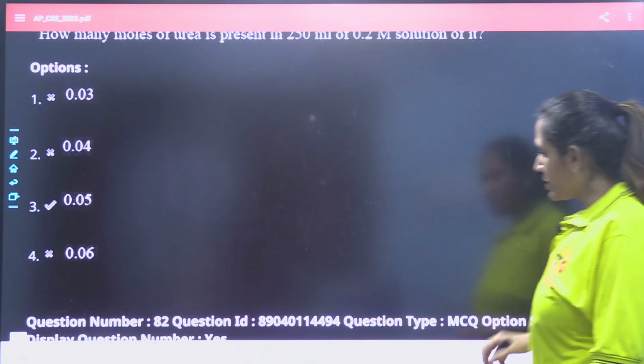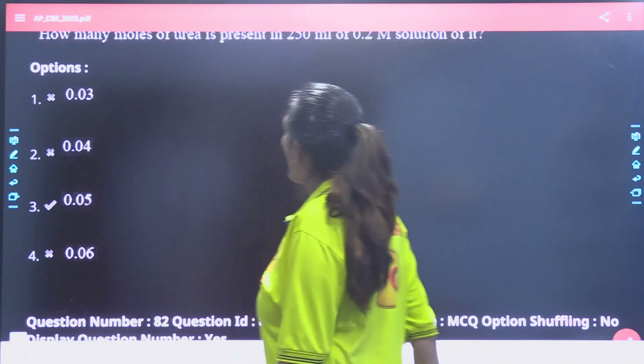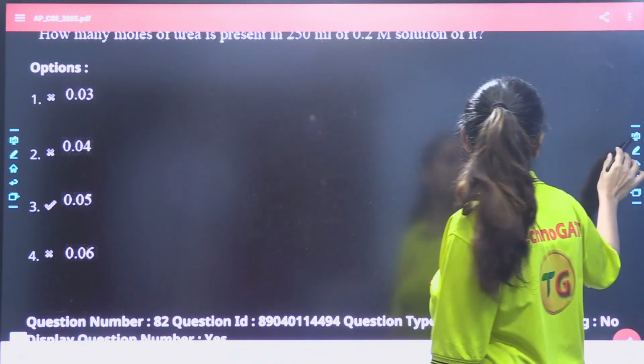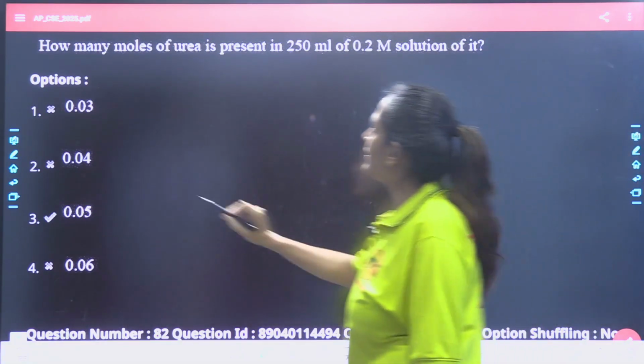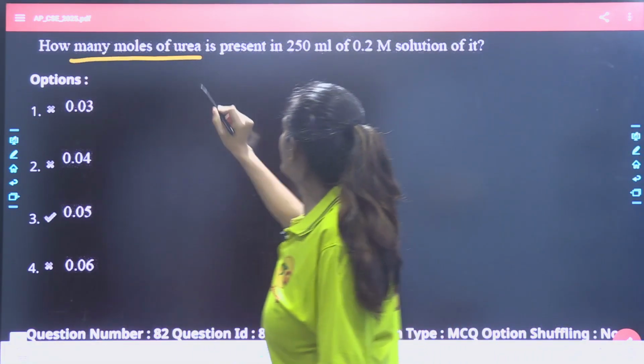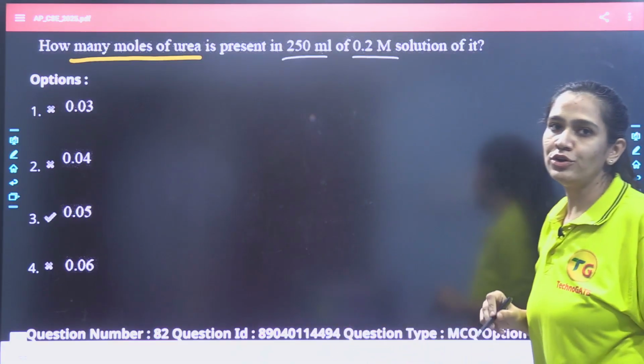Okay. So what is our next question? How many moles of urea is present in 250 ml of 0.2 molar solution of it?